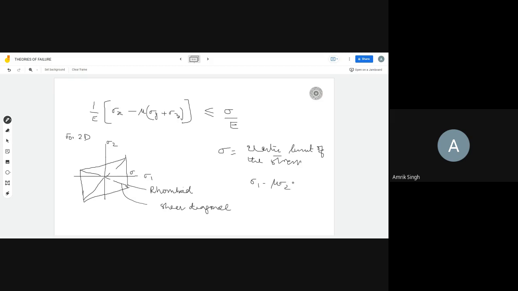If it is in tension, then it should be sigma, and similarly sigma 2 minus mu times sigma 1. It should be within the sigma elastic limit, where this is a. So this is the second theory, which is known as the principal strain theory.